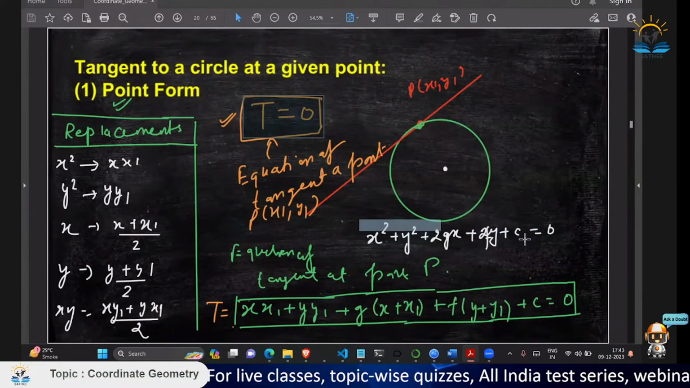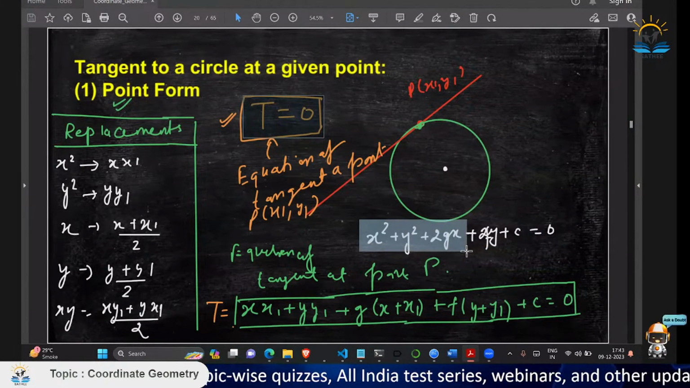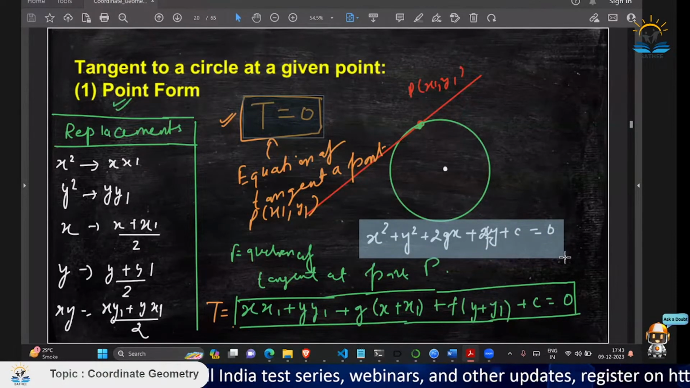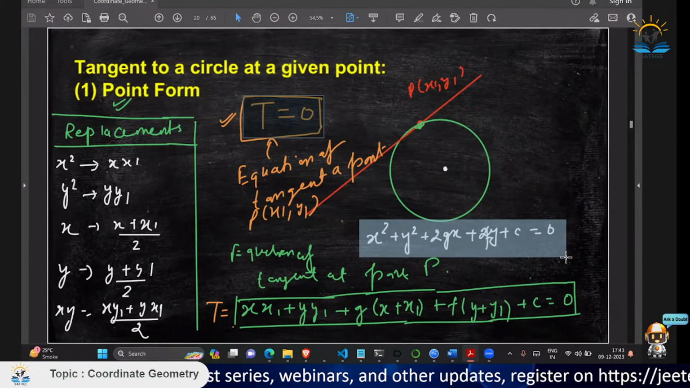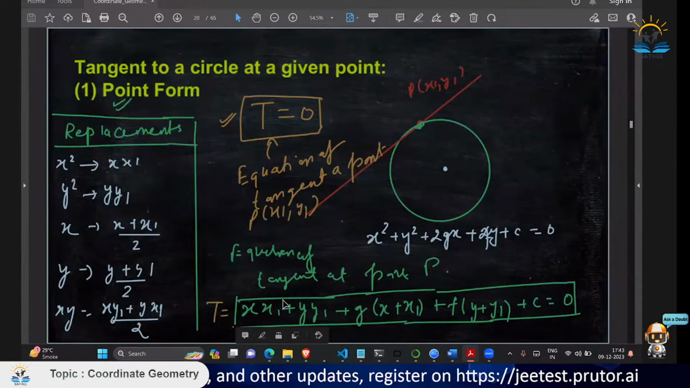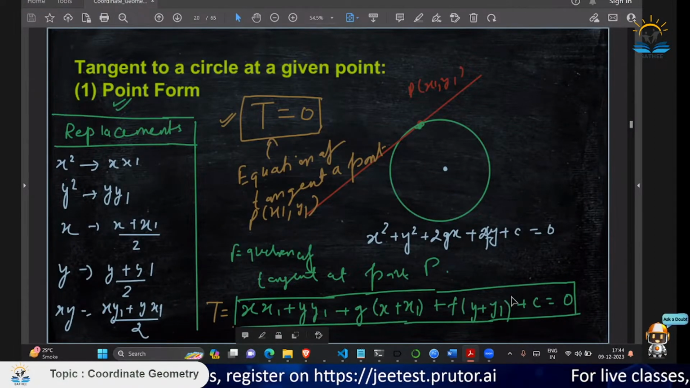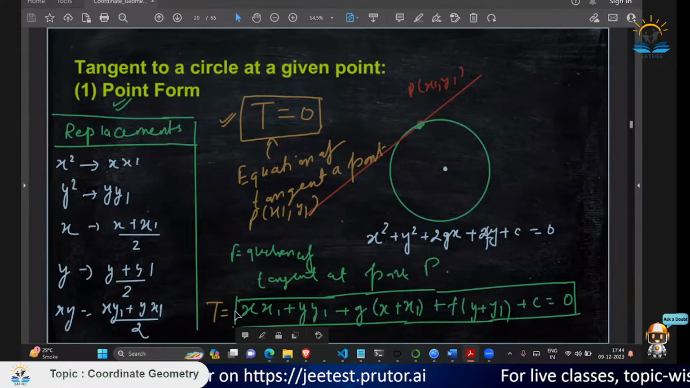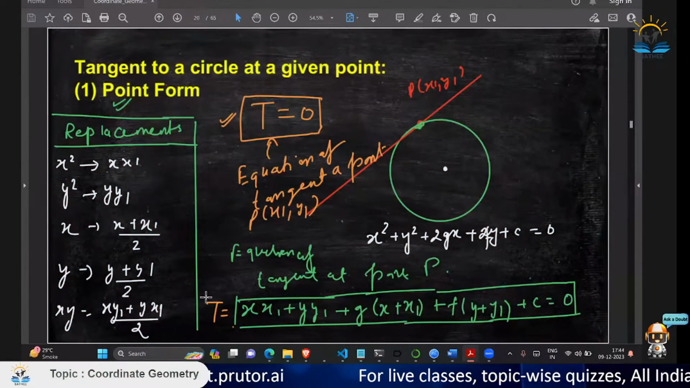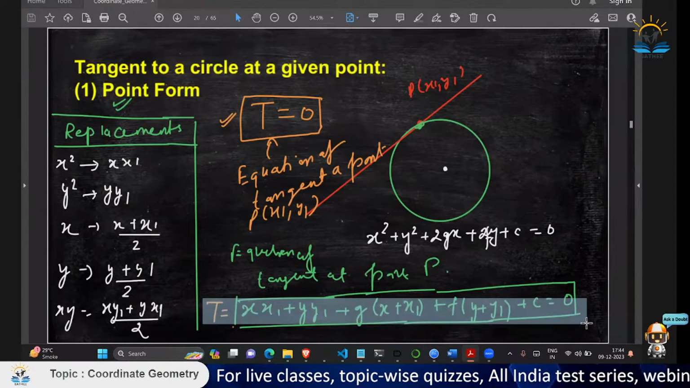But this is also another equation, and this is actually the more standard equation of a circle. x square plus y square plus 2gx plus 2fy plus c equal to 0. This is the general equation of a circle, and correspondingly x x1 plus y y1 plus g into x plus x1 plus f into y plus y1 plus c equal to 0 is nothing but t. So this is the equation of the tangent of a circle. You have to remember this by any means. This is very, very important.